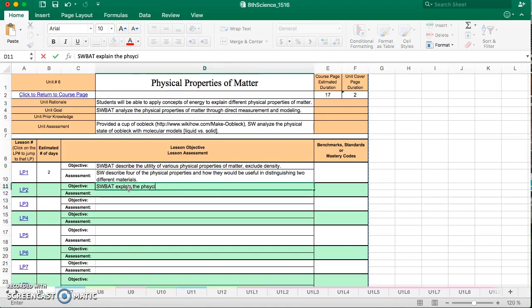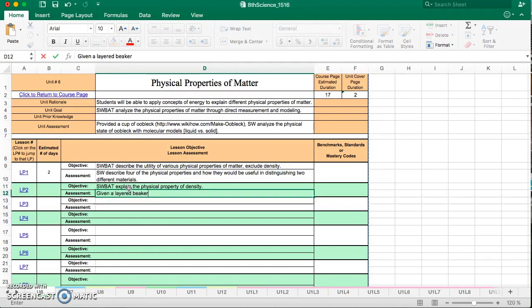So we're going to say: describe the physical property of density. Again, straightforward. Students are going to be thinking about describing what this physical property is, and notice how we're slowly piecing this together now, building off the previous objective. For the assessment, I'm going to try to make it clear so that when I get to that lesson plan, I know exactly what I need to do.